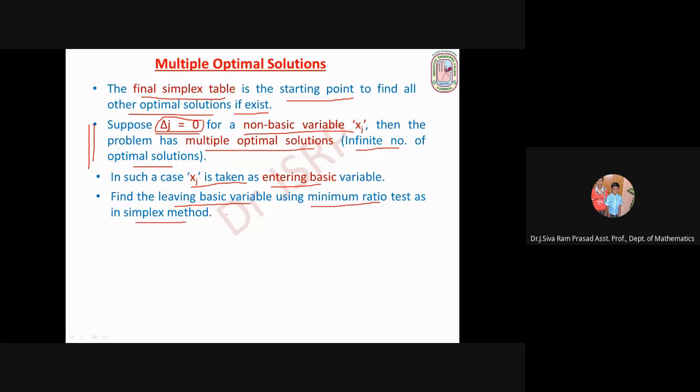So this non-basic variable is taken as the entering basic variable. By using the minimum ratio test, we find the leaving basic variable. Then we find another optimal solution, as usual, in the simplex method. So this is the process to identify multiple optimal solutions.